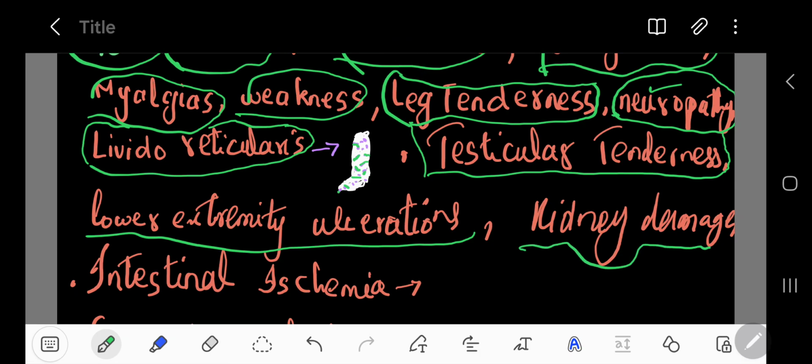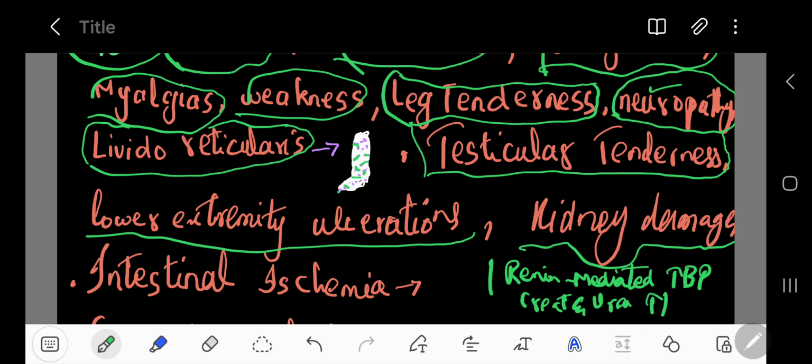Kidney damage is also seen, and in this case there is renin-mediated hypertension. And creatinine and urea are raised. Furthermore, there is intestinal ischemia that can lead to acalculous cholecystitis plus acute appendicitis. Furthermore, in some patients it can lead to rupture of the intestine.